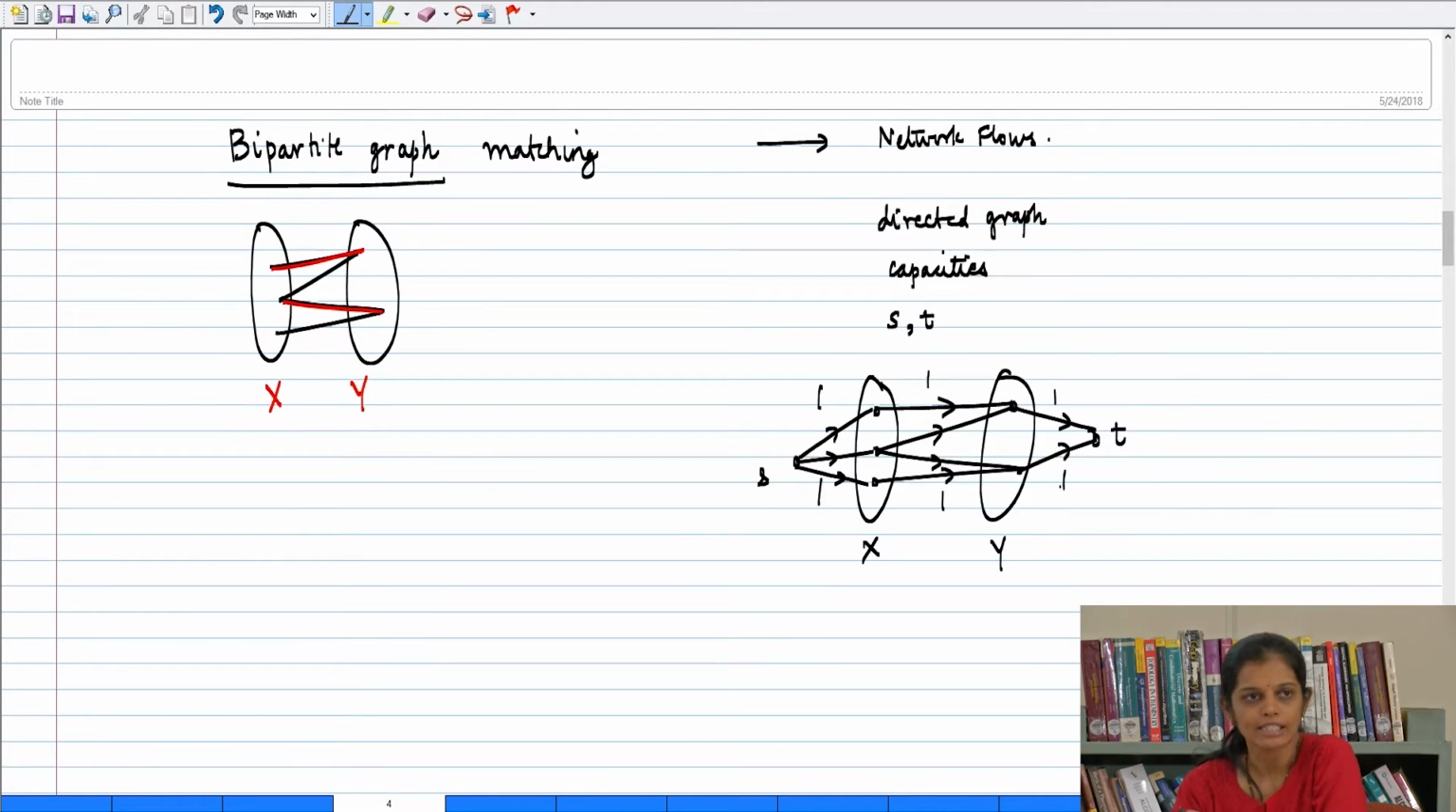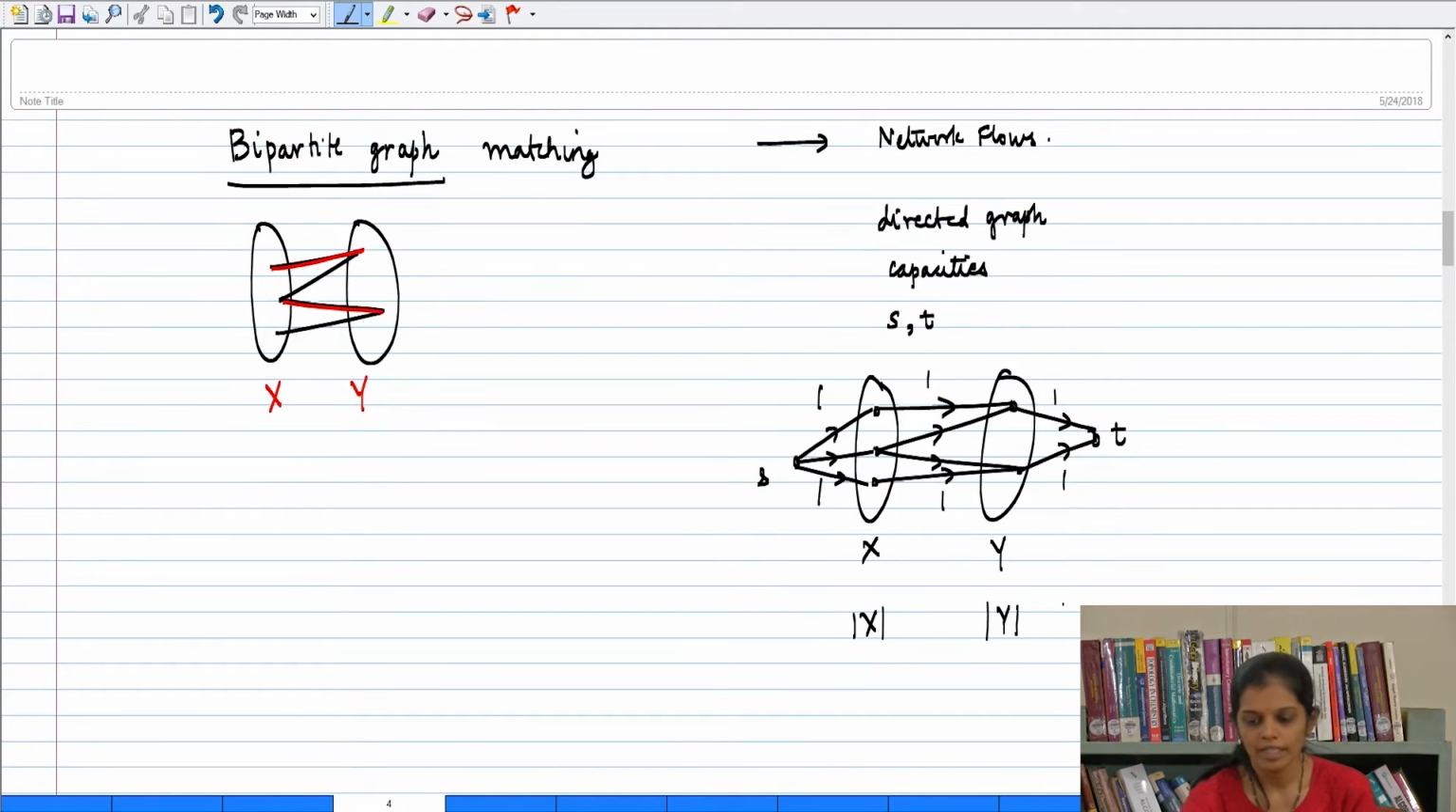So let us first ask, what can be the value of the max flow in such a network? In this network maybe you can even tell what the value of the max flow is, but I will make it slightly more general. So you have a bipartite graph with cardinality of X number of vertices and cardinality of Y number of vertices. Can you say that the max flow value in such a network that you have constructed is at most this number?